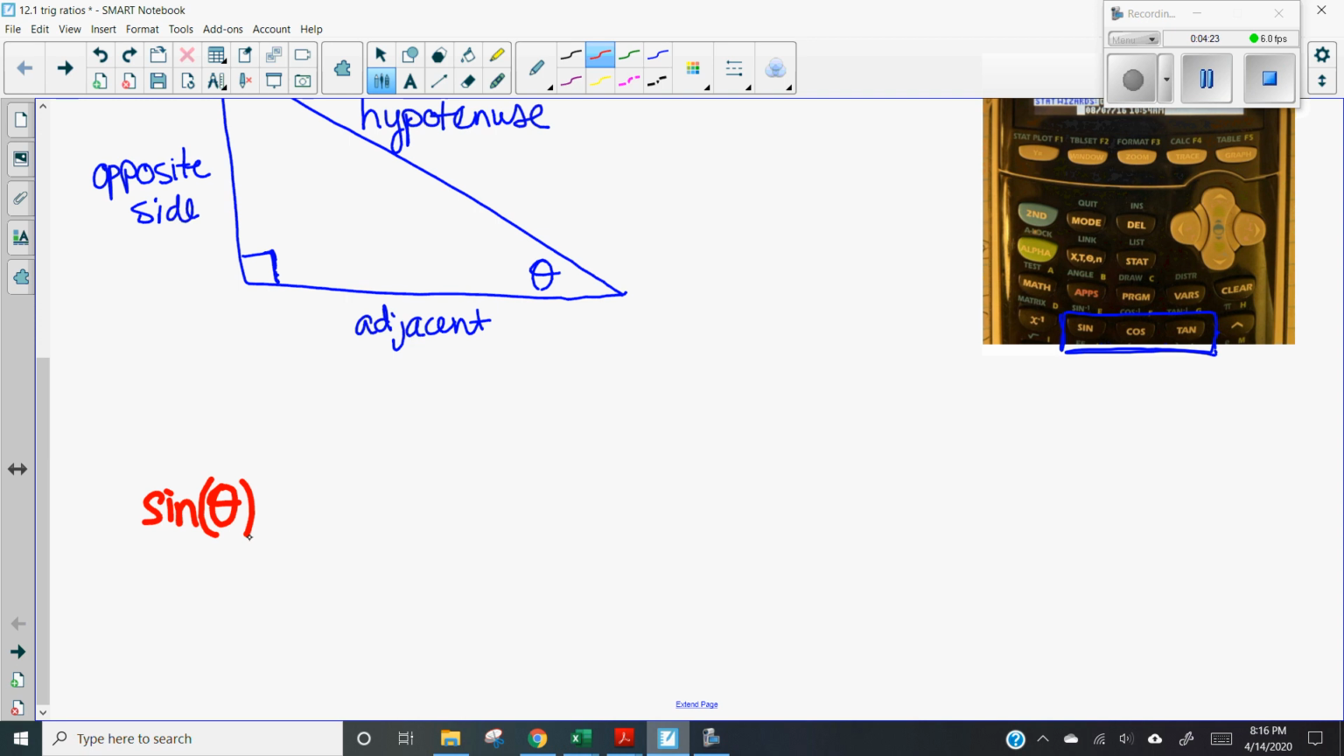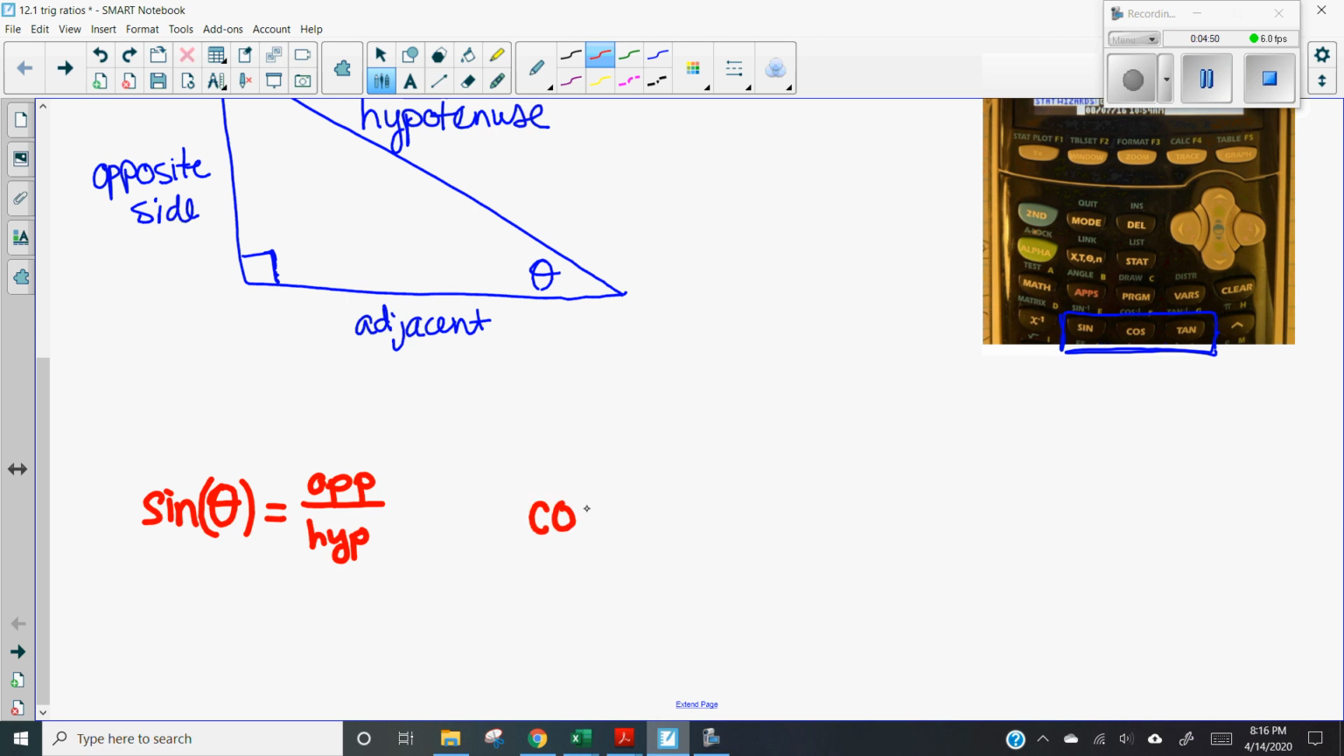We're plugging some degree measure into the sine function. Sine of theta by definition is the ratio of the opposite side, I'm going to abbreviate that opposite, to the hypotenuse, HYP. That's what sine is. So anytime you're talking about sine of an angle, it's basically just taking the lengths of those two sides and dividing them. Some number that you get.